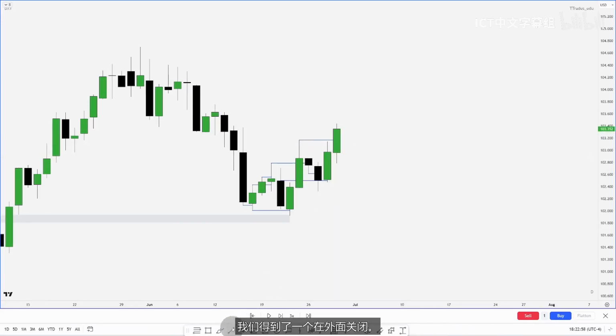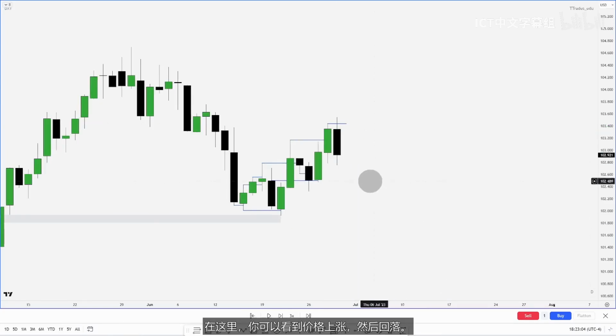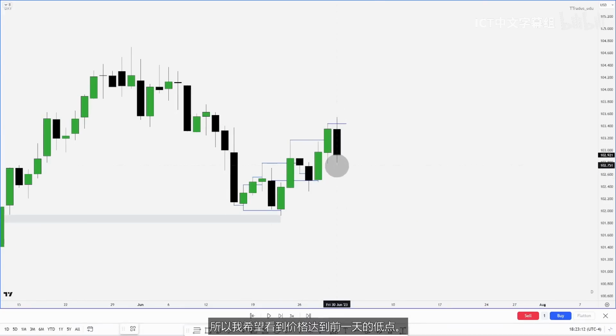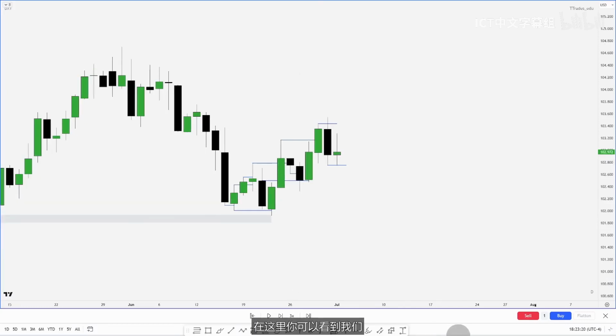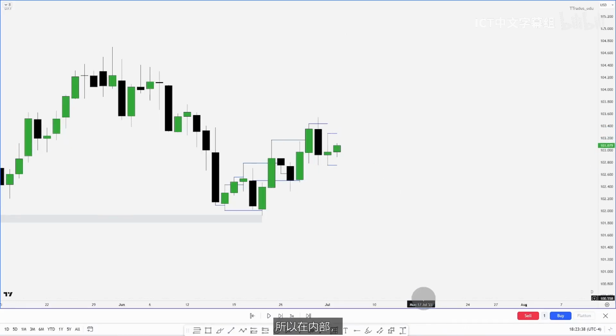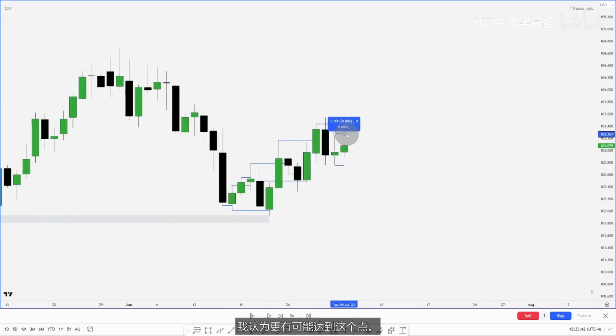We get a closure outside of that, so I'd want to see price reach for another daily high. Here you can see price takes this high, closes back in, so I'd want to see price reach for this previous day low. We are in an uptrend here, so I wouldn't want to see it shift too much, or we are likely to go lower. Here you can see we may have swept that, can't tell on this time frame, but from here I don't really have a lot of bias. So what I can do is mark out our high and our low and see which one gets taken. So, an inside bar, just having an uptrend, I think it's more likely to reach for this high.